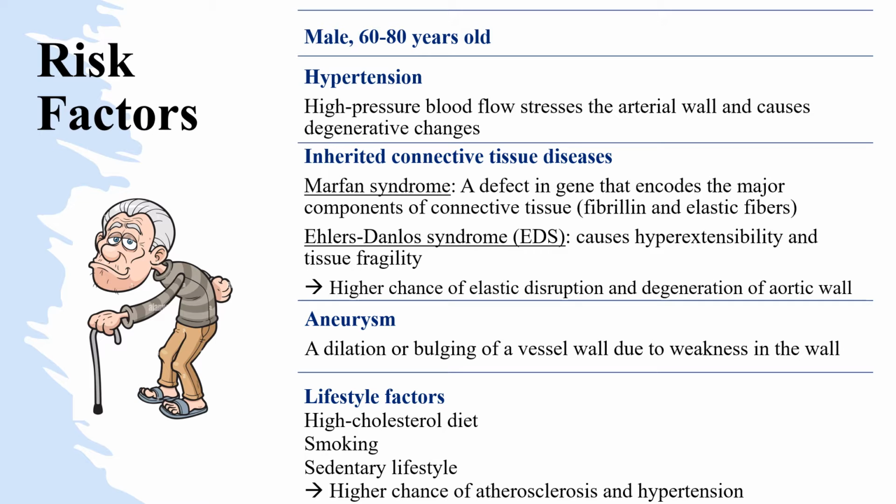Another risk factor is aneurysm. This is a bulging of a vessel wall due to weakness in the wall. The last risk factor is lifestyle factors. This is very important because imagine if someone has a very poor diet, they consume high cholesterol food or fast food every day, they smoke, they don't do any exercise, that can lead to a higher chance of getting atherosclerosis. And as you know, atherosclerosis increases the resistance within the blood vessels, so the heart has to use a greater force to pump the blood. So that can lead to hypertension. And again, hypertension is the greatest risk factor of aortic dissection.